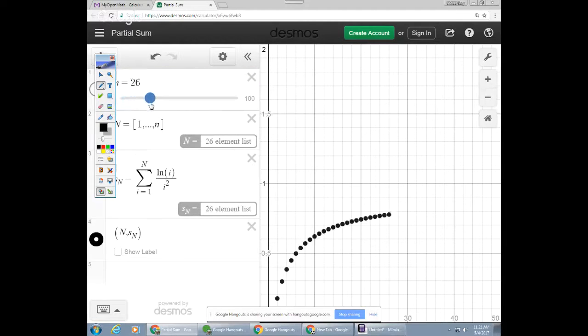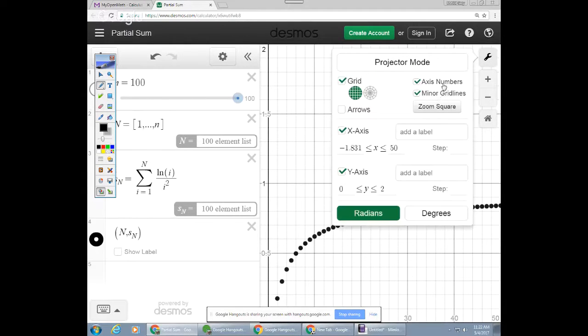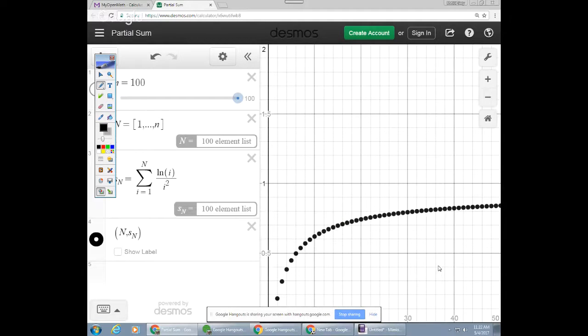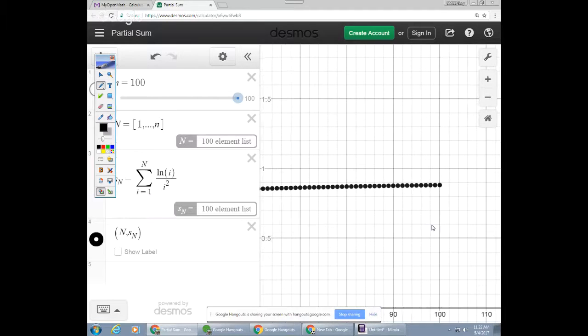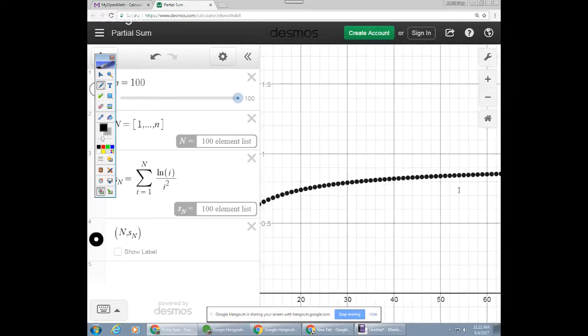And is it settling down? Gotta look more out to the right. Let's see, can I just grab this thing and drag it? Oh yeah, look at that. Yeah, I don't know. It's unclear to me whether it's settling down.